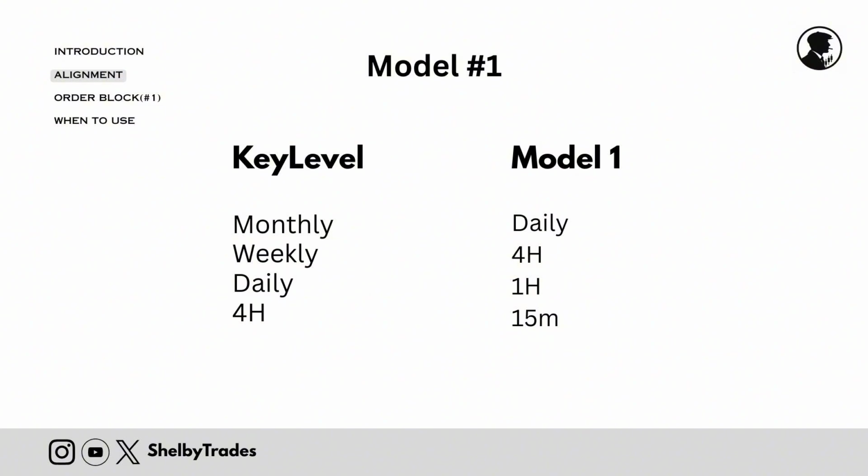So you can see, if the context or the key level is in the monthly time frame, or we are marking the monthly CRT, then our model 1 should occur in the daily time frame. The same applies to the weekly, and the model 1 should occur in the 4 hour. The same thing applies to the daily and 1 hour model 1, and also 4 hour key level and the 15-minute time frame model 1, right? So this is the basic. Once you have marked the CRT, you have to wait for the model 1 in the lower time frame, right?